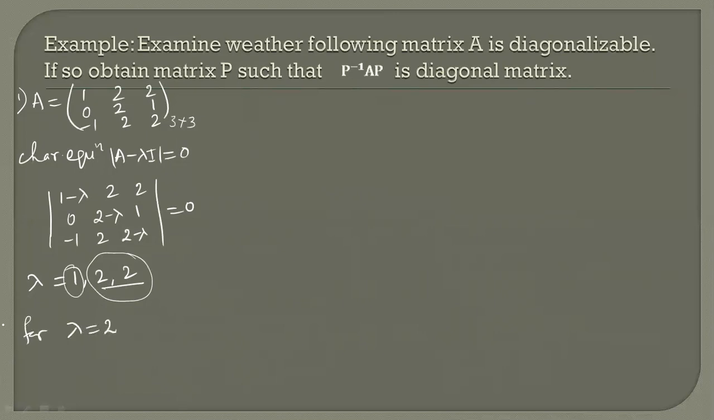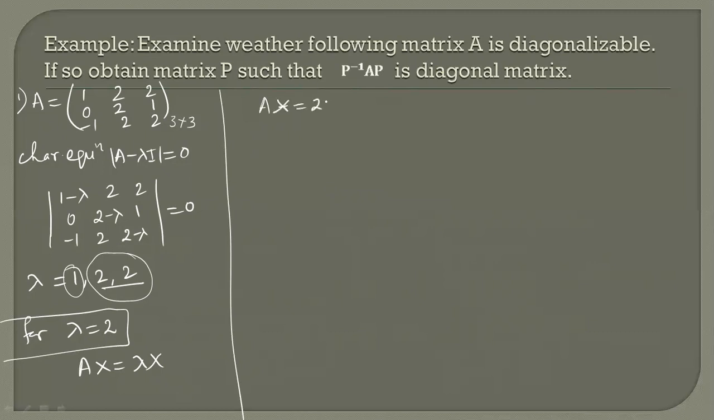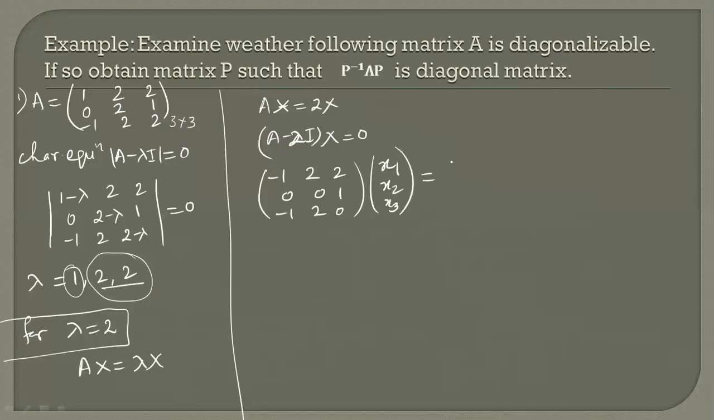For lambda equal to 2, the eigenvector. We know that the eigenvector equation is Ax equal to lambda x. Now put lambda equal to 2. It will be Ax equal to 2x, or (A minus 2I)x equal to 0. The A minus 2I matrix will look like minus 1, 2, 2, 0, 0, 1, 0, 0, 1, minus 1, 2, 0, and x is x1, x2, x3, and 0 is the 3 cross 1 zero vector.